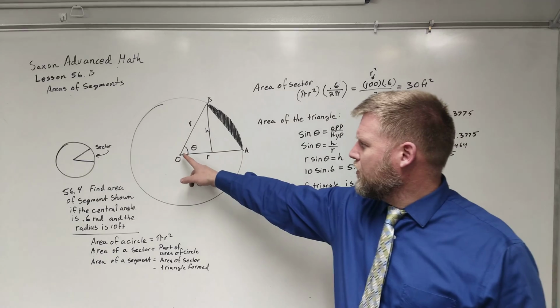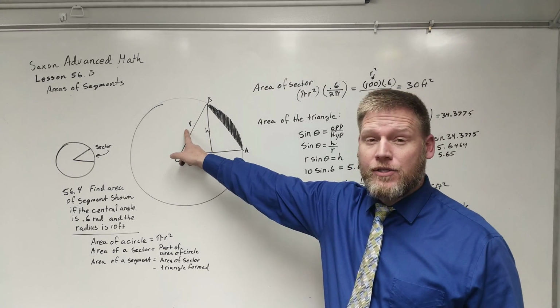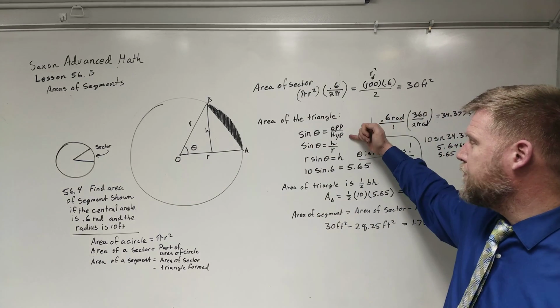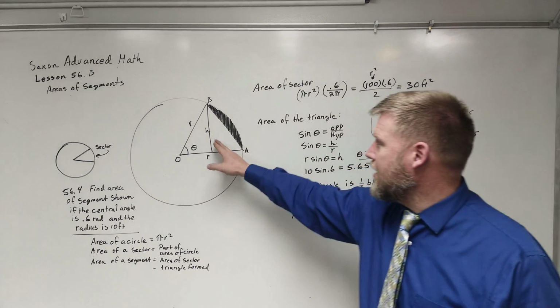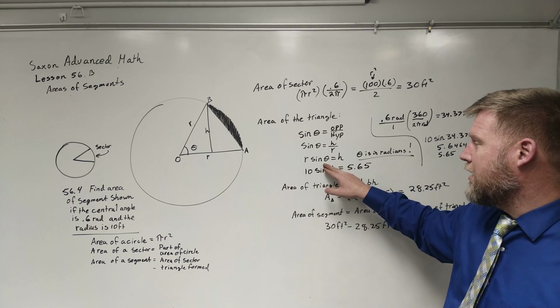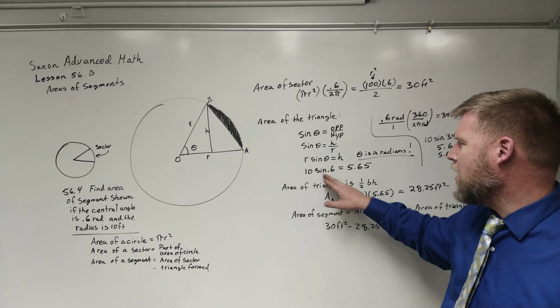So what do I know about this? Well, if I wanted to look at this angle here, if I know that angle and I know the opposite and I know the hypotenuse, I know that the trig function that's going to work with that is my sine. So the sine is opposite over hypotenuse. The sine of theta equals h over r, and I plugged in my variables there. So r sine theta equals h. Well, what is r? 10. So 10 sine of 0.6.